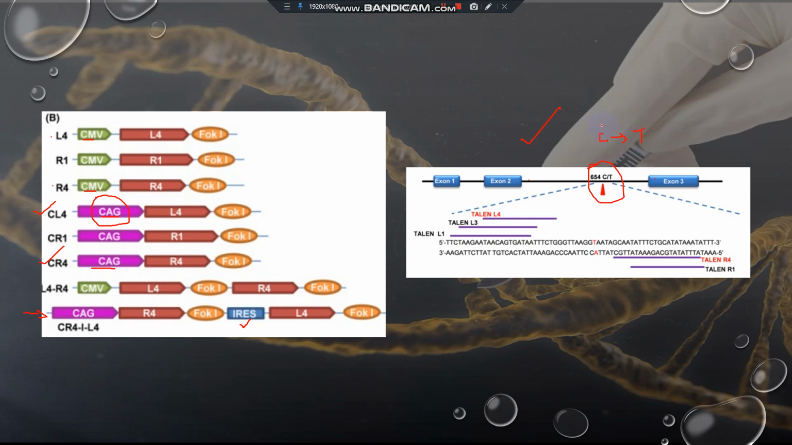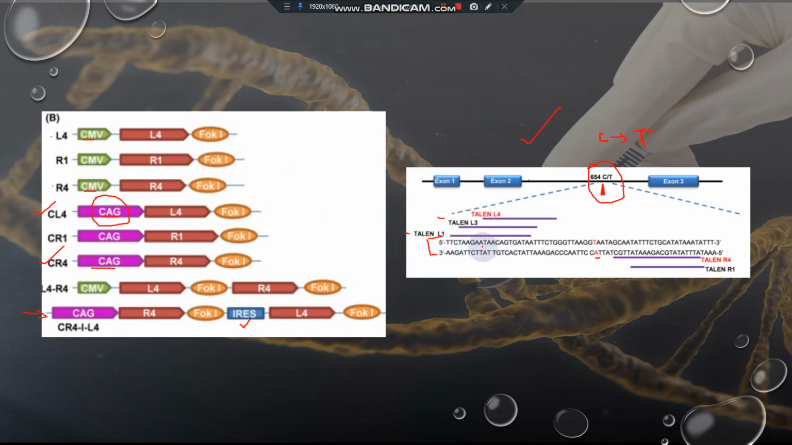The cytosine gets replaced or substituted by thymine. So the thymine comes here, and it happens in between exon 2 and exon 3. And now, as you can see here, we have our double-stranded DNA. We have our monomeric TALENs, and in the red we have the HBB gene. When C is replaced with thymine, the thymine has a complementary nucleotide, that is A. So it gets corrected.